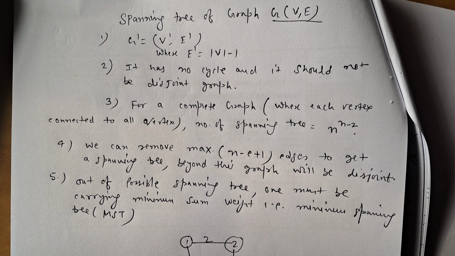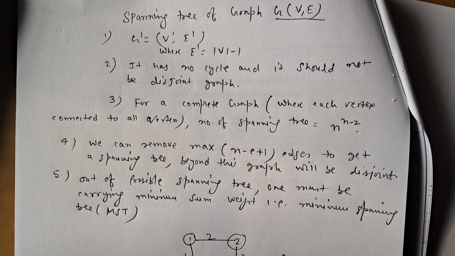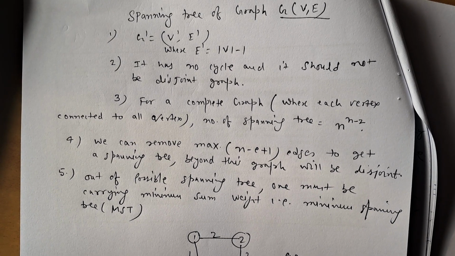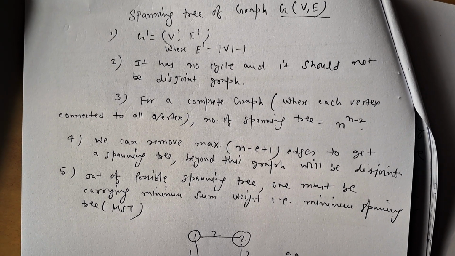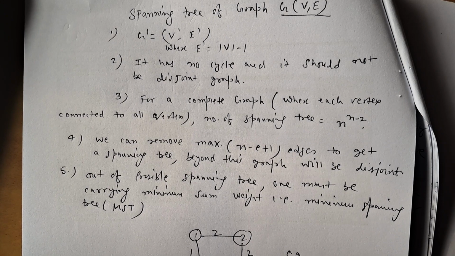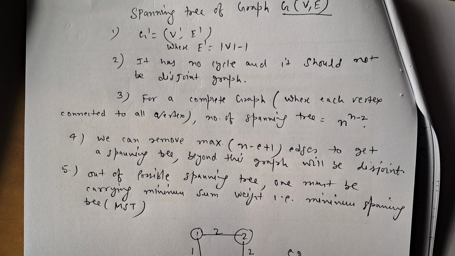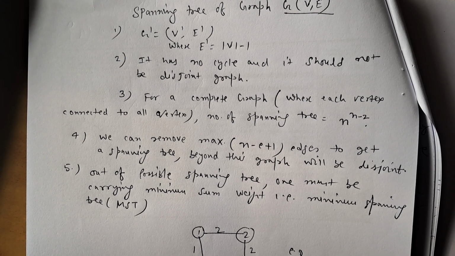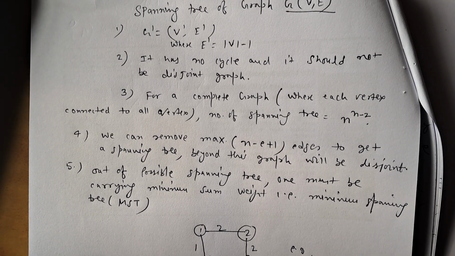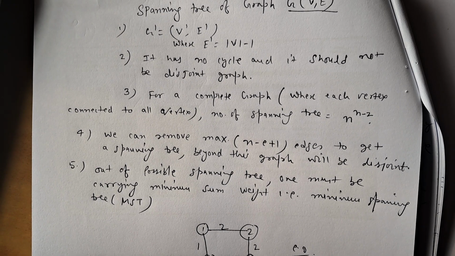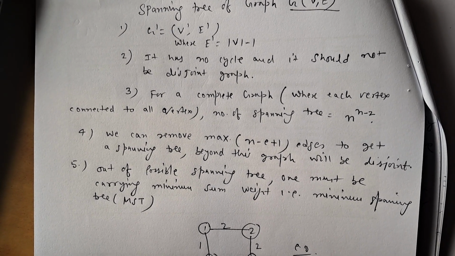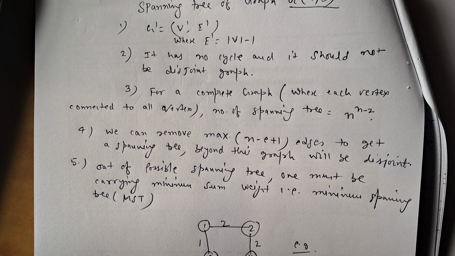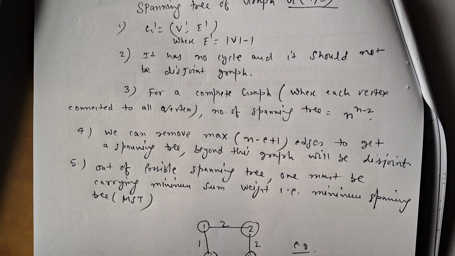E'. Now the number of vertices in the spanning tree of a graph will remain the same, that is V' equals V, but the number of edges will be one less than the number of vertices in the given graph. So E' is basically a subset of E of the given graph, and it consists of the number of vertices minus 1 edges. The number of edges in a spanning tree will be 1 less than the number of vertices in the given graph.